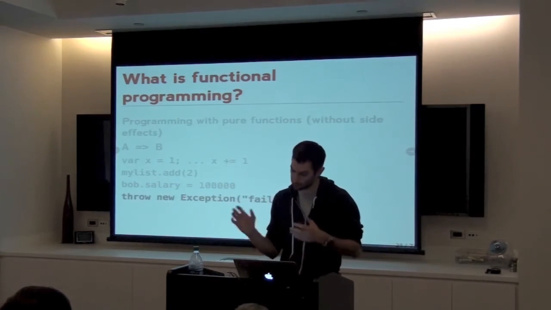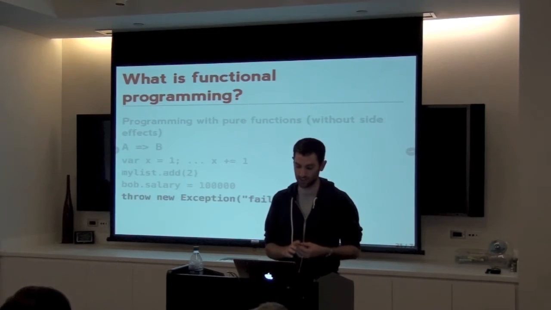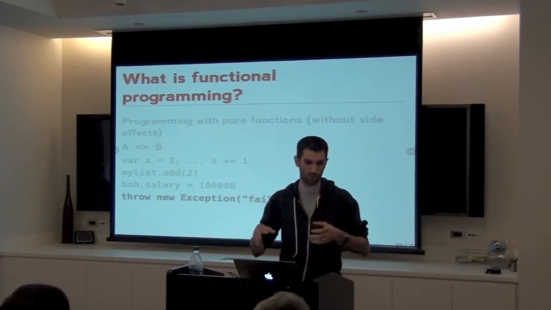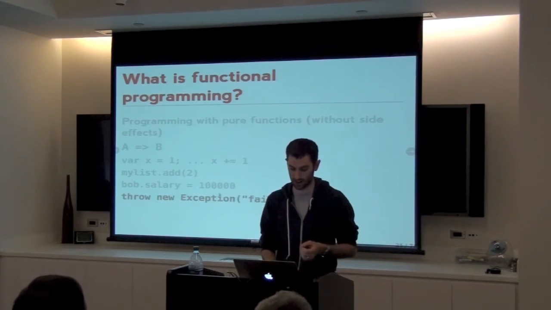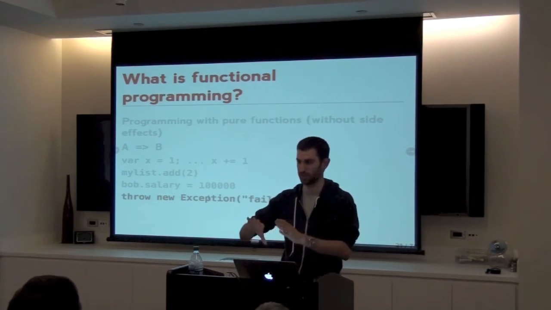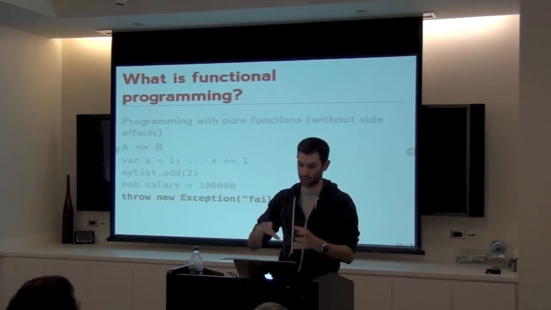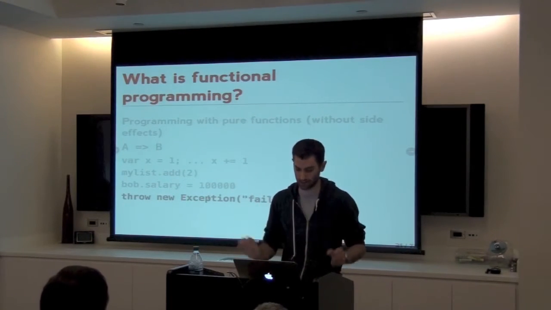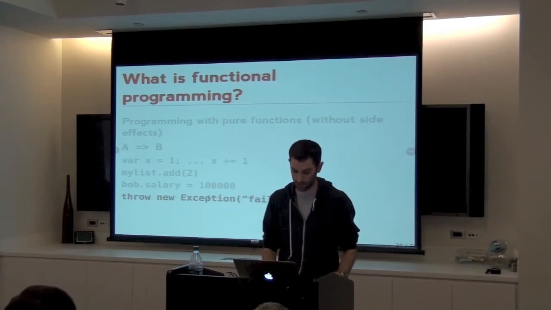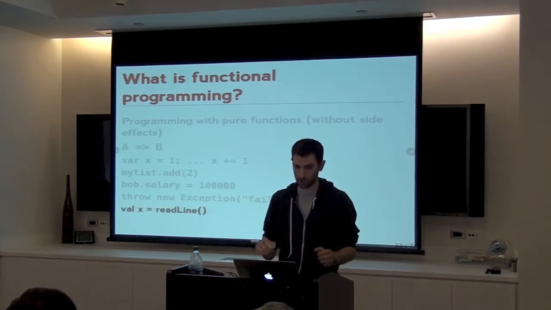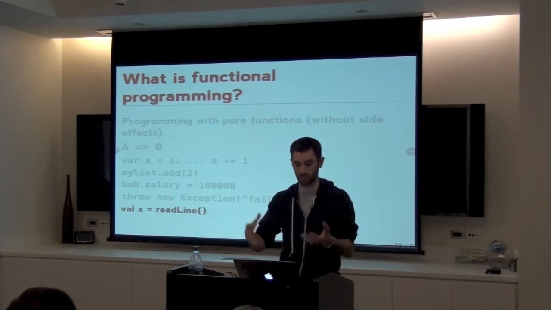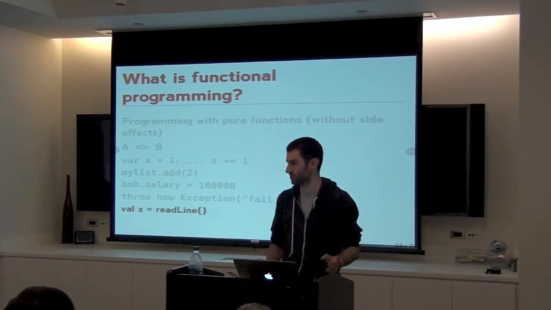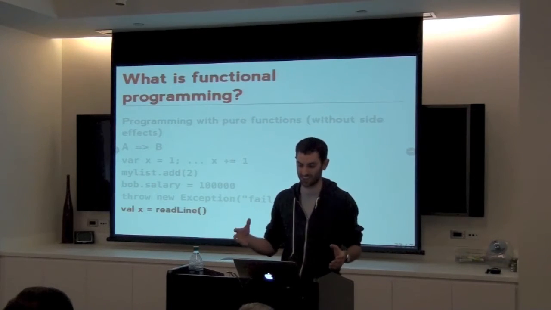We can't throw exceptions, because exceptions result in control jumping to a completely different part of your program potentially. It's no longer just a function that's going to return a result. It's something that is going to completely change the call stack and make your program do something else. And in a pure function, we also can't perform I/O of any sort. We can't read a line from the console. We can't print to the screen.